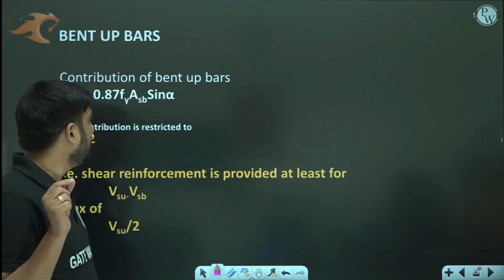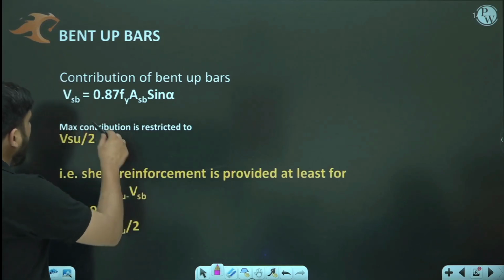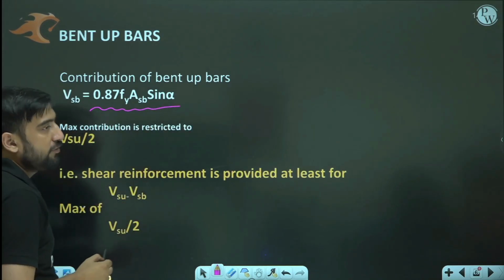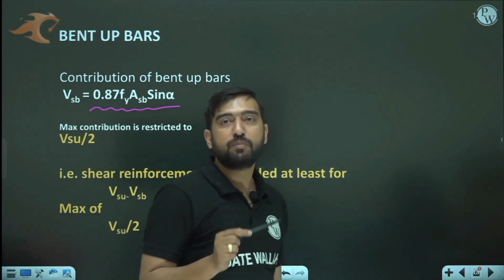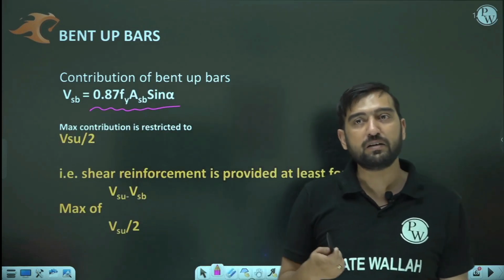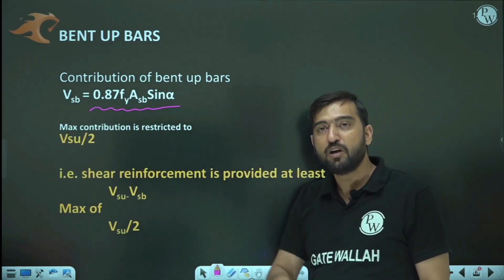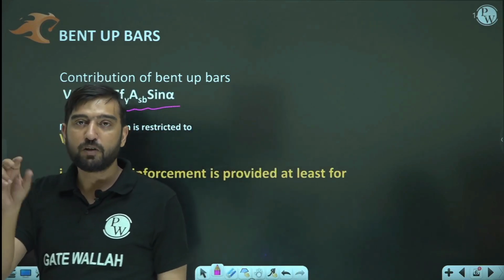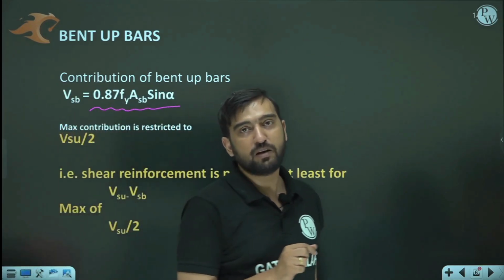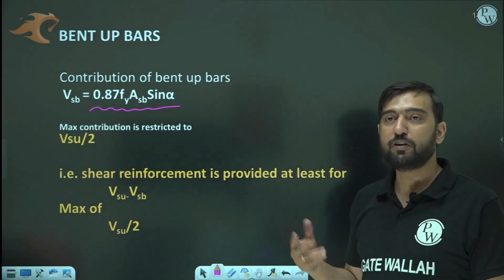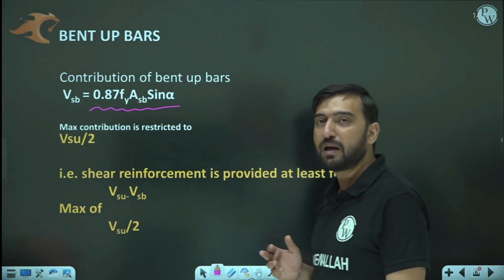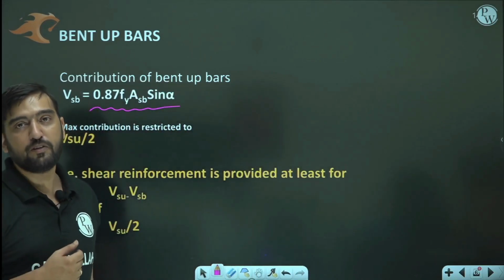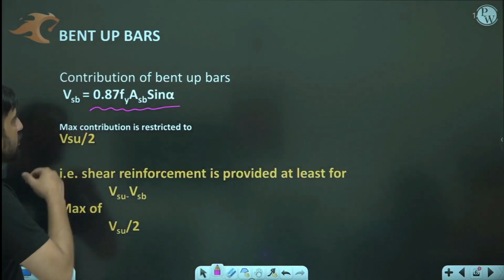But yes, there is one limitation. If you want to know how much bent up bar can contribute, it is 0.87 Fy Asb into sin alpha, where Asb is the area of bent up bar. Suppose out of 8 number of main reinforcement you have bent only 2 bars, so Asb is equal to 2 into pi by 4 into phi square, where phi is the diameter of the main reinforcement. Sin alpha is the angle of inclination of the bent up bar. Generally it is kept as 45 degree. Okay, Fy is the grade of steel of main reinforcement, and Vsb is the contribution of bent up bar.